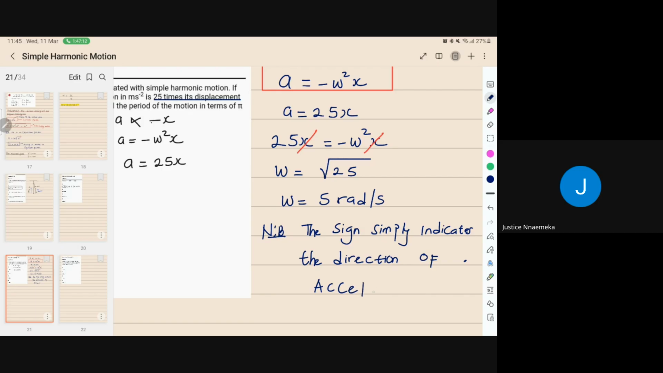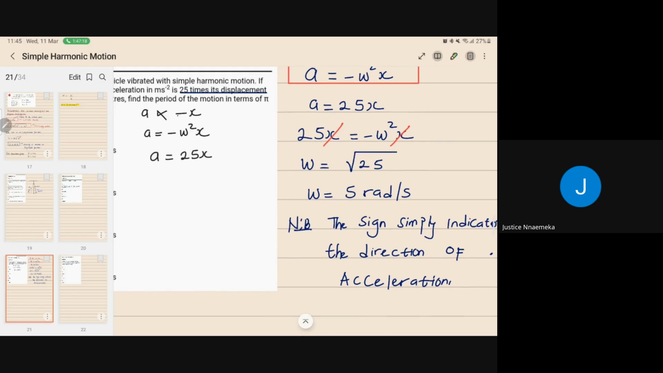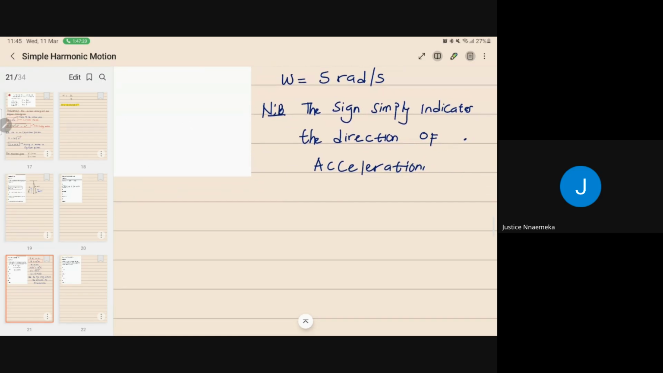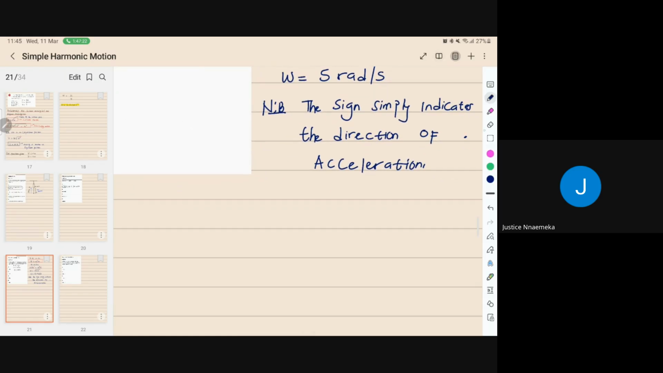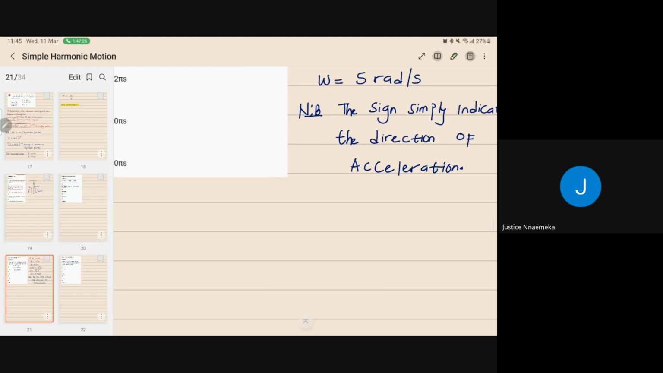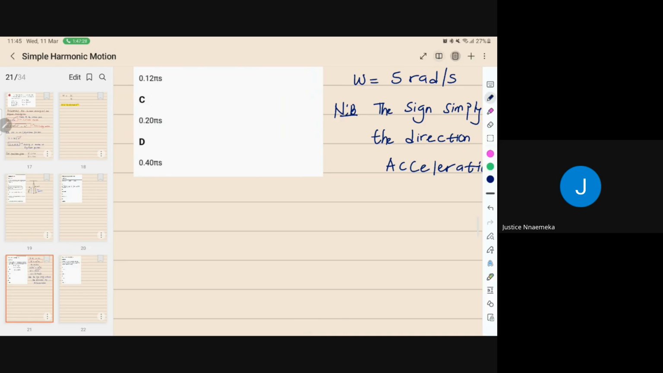No, because they said we should find what? The period. That's what we are asked to find. The period in terms of what? Pi. So what else can we do? Remember the relationship between your angular velocity and your period, right? So there's a relationship between them. Remember that your omega is equal to 2 pi all over T. So that T will give us 2 pi divided by omega.